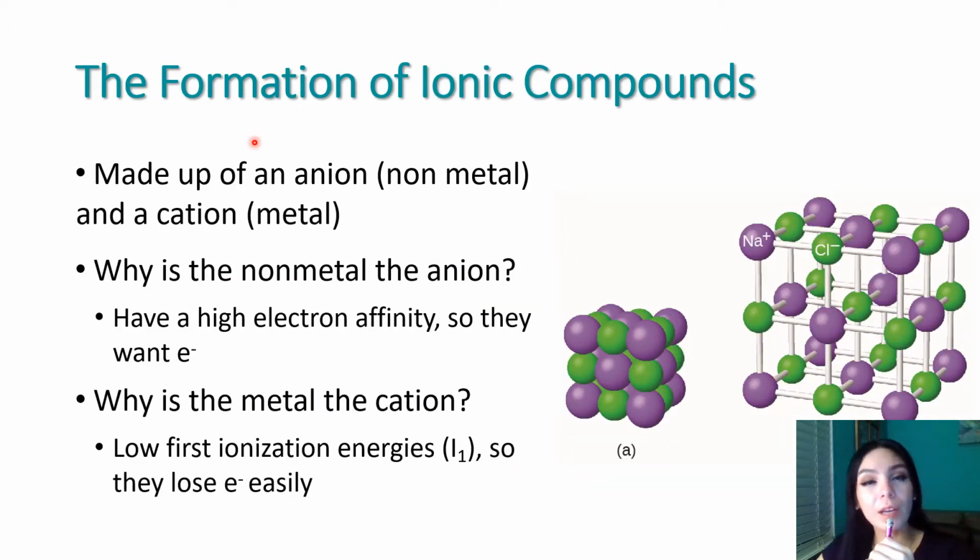So how do ionic compounds form? Well, we know that they're made up of a nonmetal plus a metal, so an anion plus a cation. The anion is the nonmetal because they have a very high electron affinity, so they like gaining that electron, right? Remember, it helps them have the configuration of a noble gas. And then the cation will lose the electron easily because they have a very low first ionization energy.